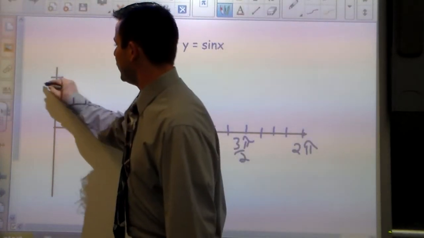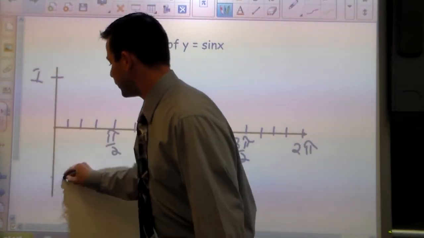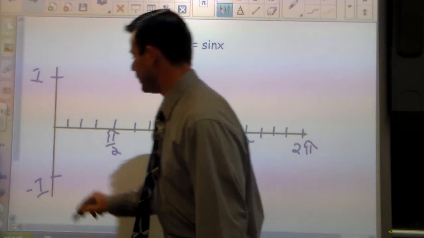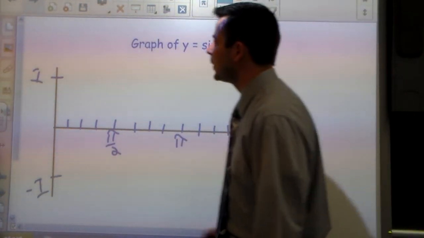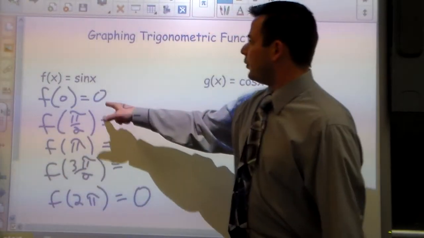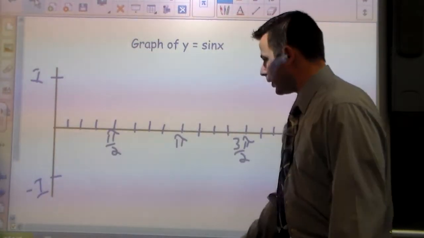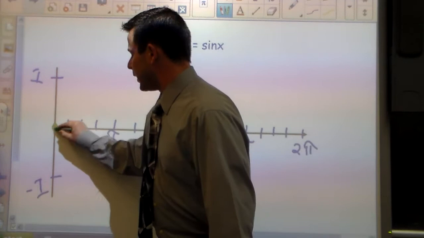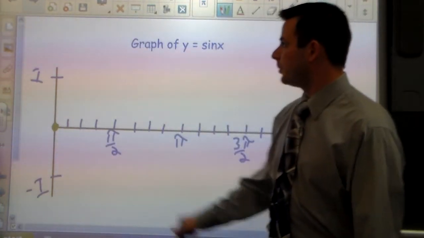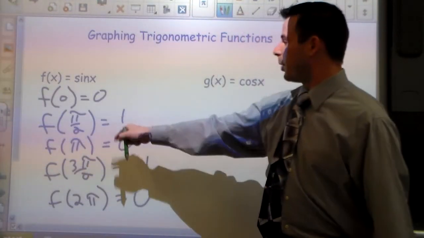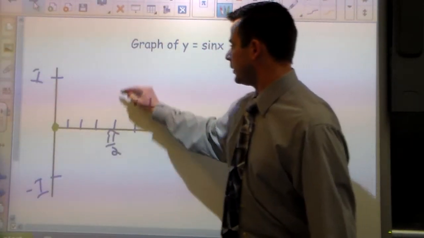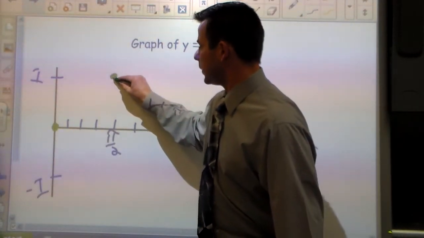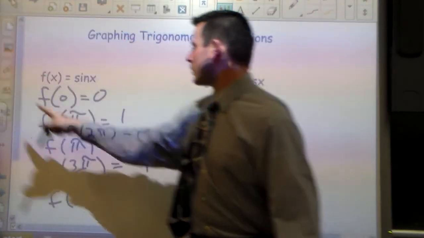The highest the y value is 1. The lowest the y value is -1. And now we're just going to plot all the ordered pairs that we know. F of 0 is 0. So at 0 degrees, or 0 radians I should say, the y value is 0. F of pi over 2 is 1. So at pi over 2 radians, sine is 1. Pi over 2 radians goes up to 1. Again, I'm just plotting ordered pairs here.